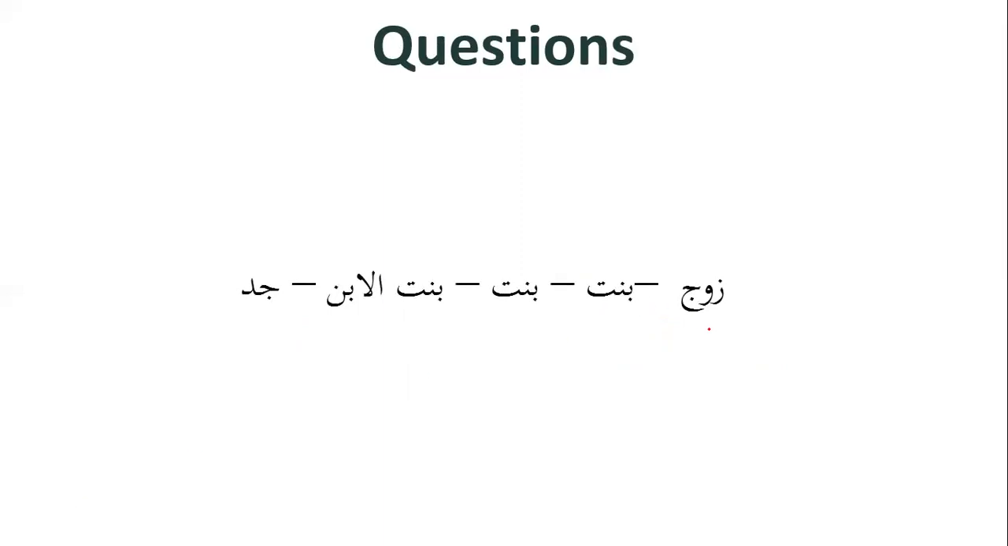In this question, the zawj will receive a quota. Jad will receive 1/6 plus asaba. Bint will receive 2/3. Bintul ibn will be mahjub. Again, condition number 5, 2 or more bints in the absence of a grandson.